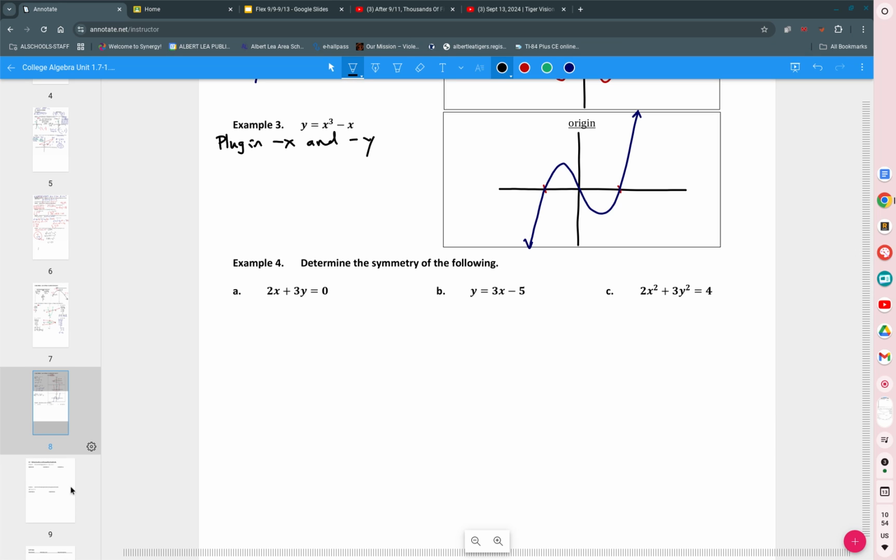So we're going to replace y with negative y. Notice I use parentheses. Then a negative x cubed. And then a negative x. This y is just negative y. What happens if we cube a negative? Is it positive or negative? Negative. So I get a negative x cubed. And then we have minus a negative x, so a plus x.